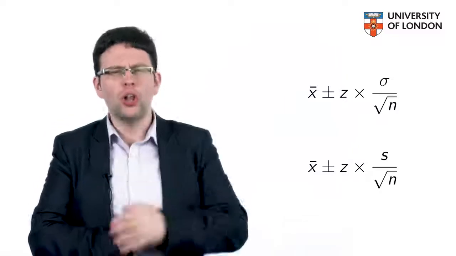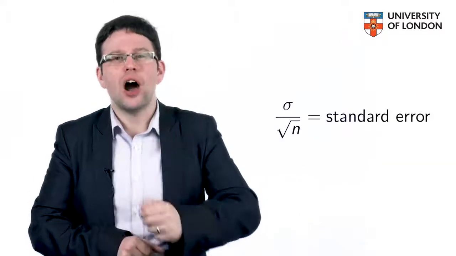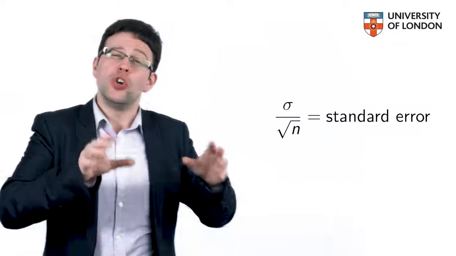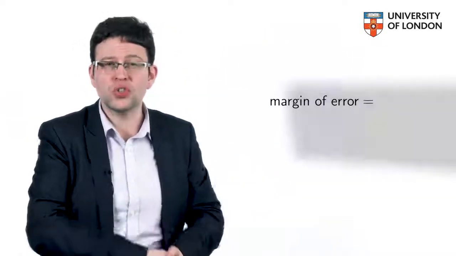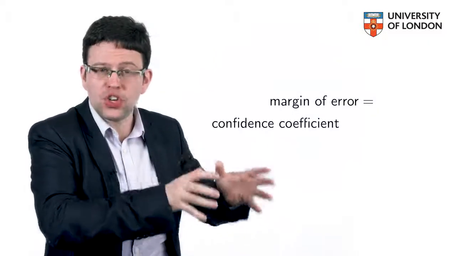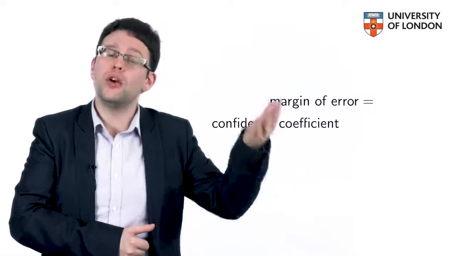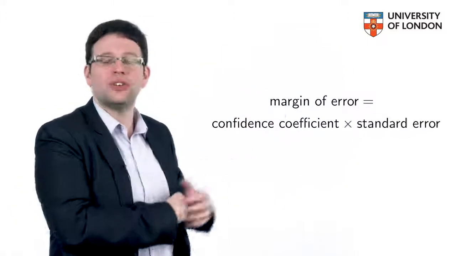Now, you may recall in our section on a hypothesis test for a single mean, we called the sigma over root n the standard error, i.e. the standard deviation of our sample mean. So using that terminology now, we can consider our margin of error as really being the product of two components. A confidence coefficient, this z value, which we said took different values depending on the level of confidence we wanted, multiplied by the standard error.